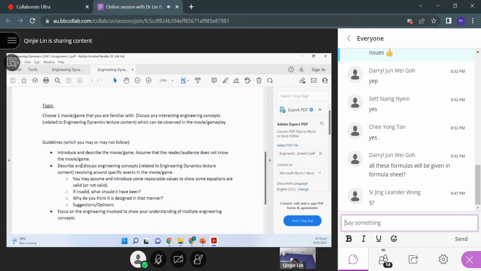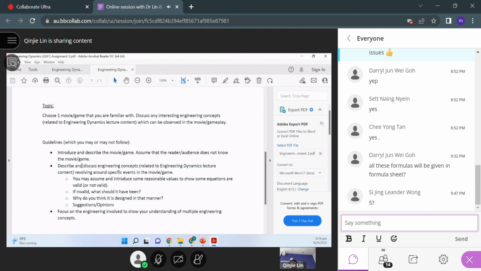For example, let's say Thor and the hammer. You will pull up the hammer. Why can one person pull it up, but the other guy cannot? Does it make sense or not? Maybe you draw, we will learn this thing called the free body diagram, which is for forces. You draw that out, you assume values, you calculate whether it makes sense or not, then you can briefly describe. Basically, relate what you learn in class to something real, like a movie, whether it's nonsense or not.